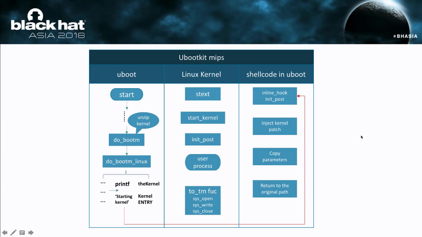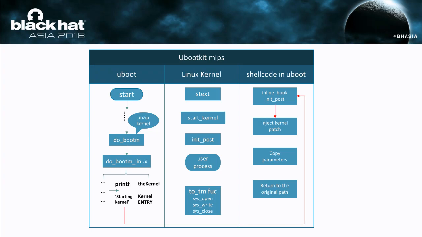The first is to inline hook init_post in the kernel. In order to modify the file system, UbootKit plans to inject a kernel patch into the memory. As mentioned in the attack vector analysis section, init_post is the best place to be inline hooked. A few instructions at the beginning of init_post will be modified as jump instructions to the next kernel patch code.